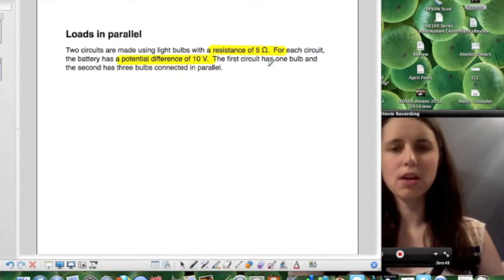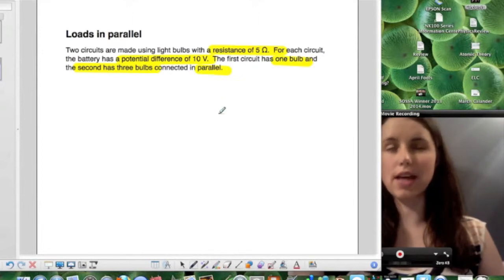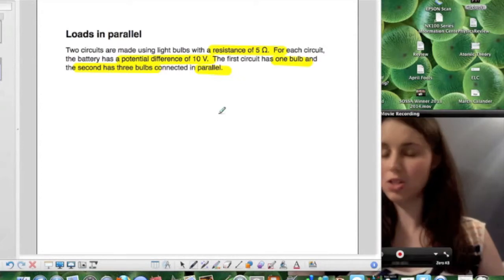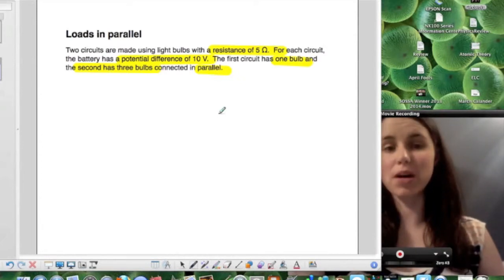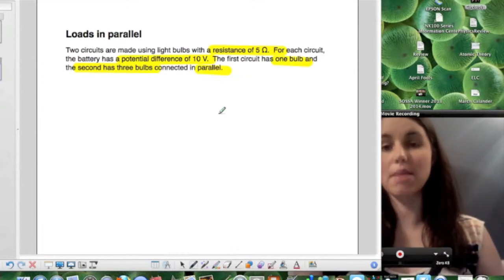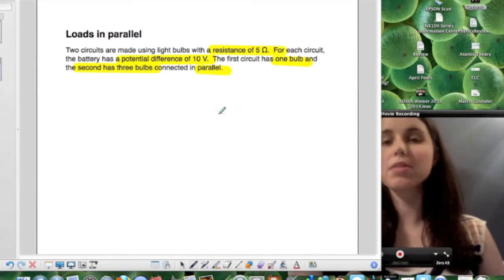That's fine. We know that the first circuit has 1 bulb, and we know that the second has 3 bulbs, and we know that they are connected in parallel. So exactly like Friday, we're going to be looking at 2 different circuits. Just like Friday, the first one had 1 bulb, second one had 3 bulbs, except this time we're going to be looking at what happens when they're connected in parallel compared to in series. So the whole point of this is: what happens to voltage, what happens to current, and what happens to resistance.